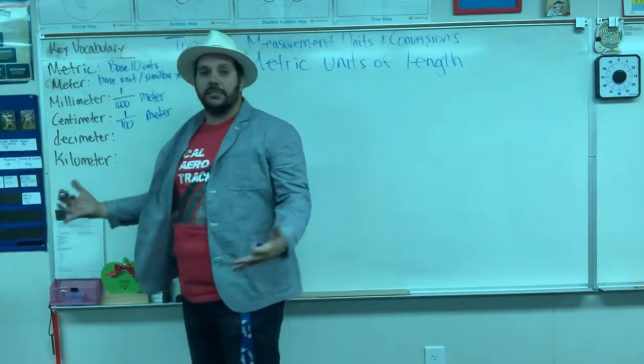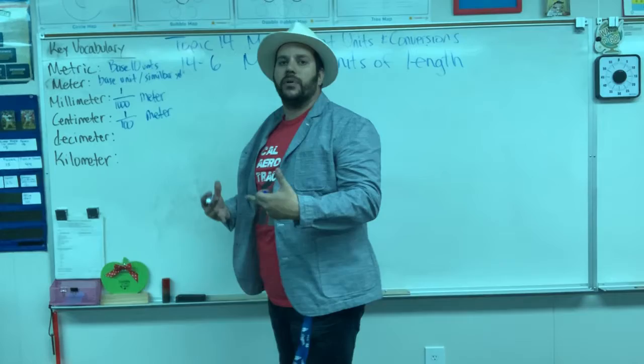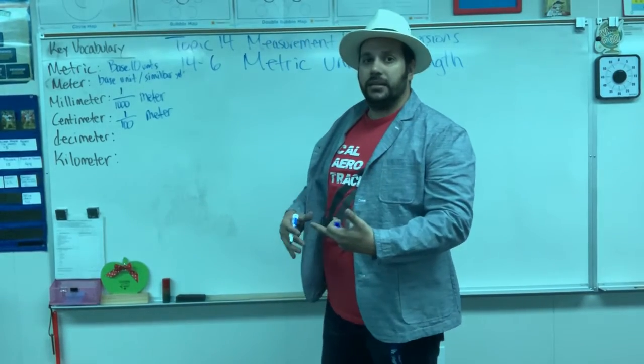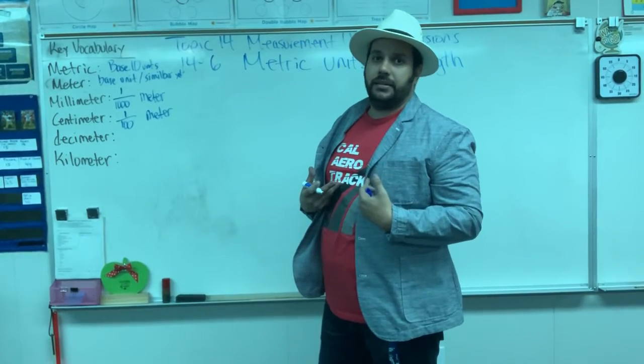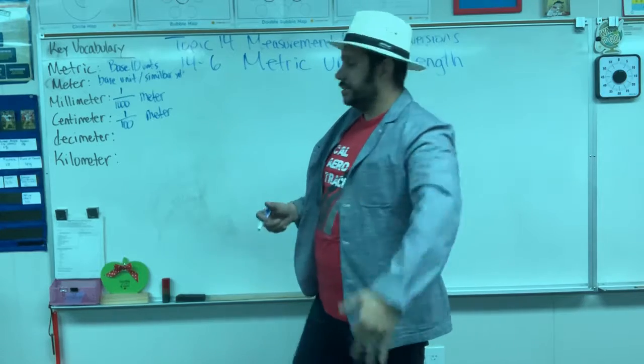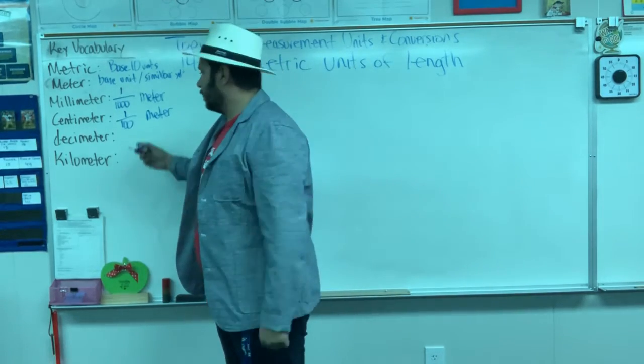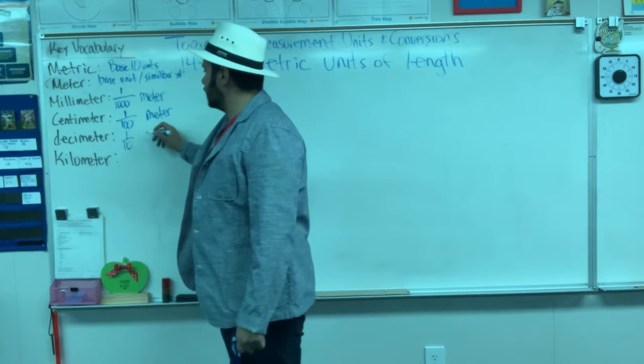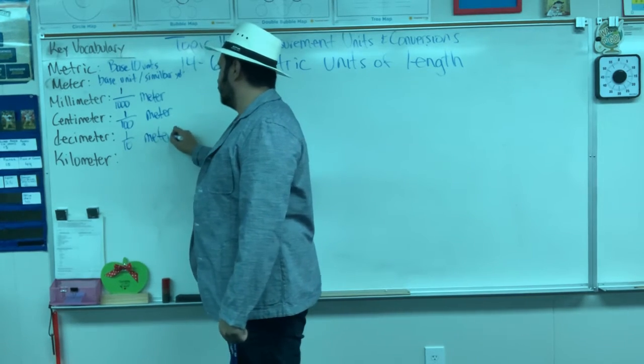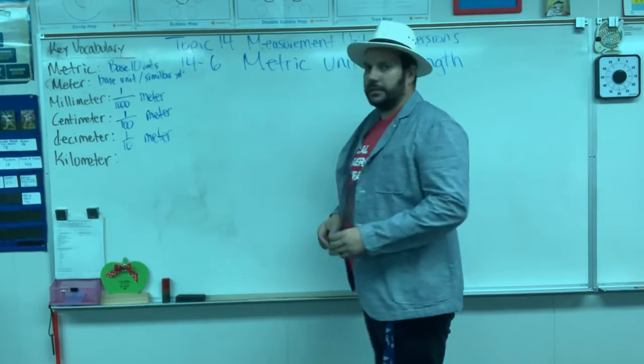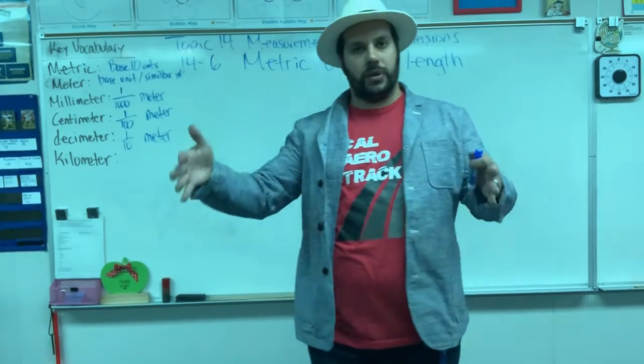Next, decimeter. Okay, again, think of a word that starts with dec. Okay, I'm thinking of decade, which is 10 years. Therefore, a decimeter is what? 1/10 of what? A meter. All right? So 10 decimeters equals 1 meter.